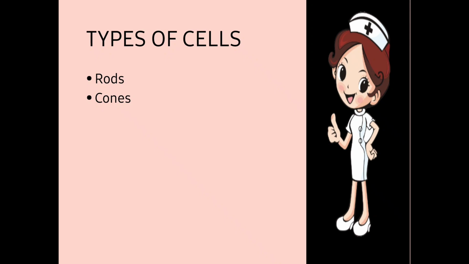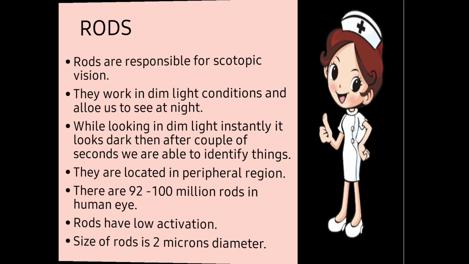Next one, types of cells. There are only two types of cells present on the retina, and with the help of them we can see the whole world as colorful.